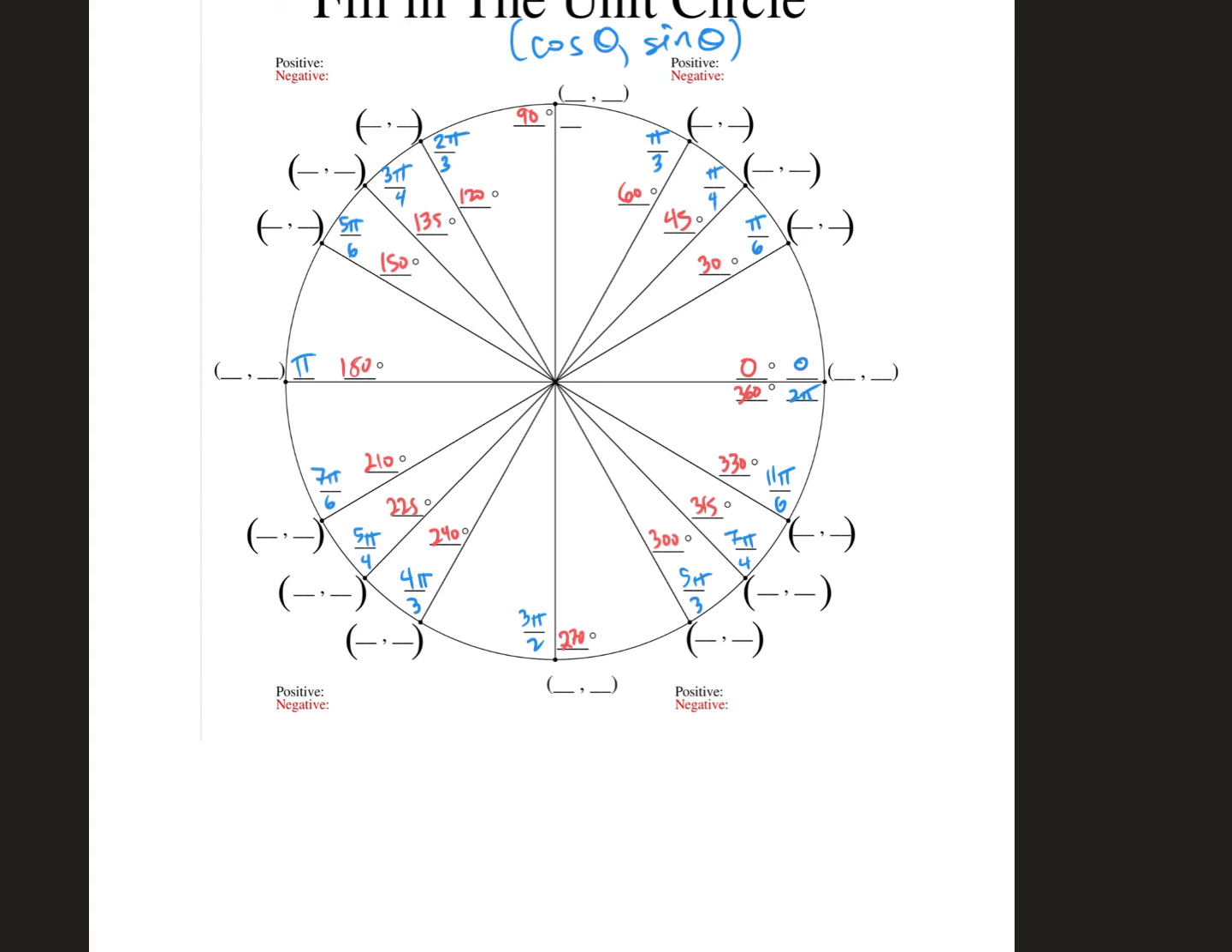All right, so there are all the converted radian values. Oops, I left off pi over 2, so let me fix that. If you want to pause the video and write those down, you certainly can. But I want to point out a few patterns.